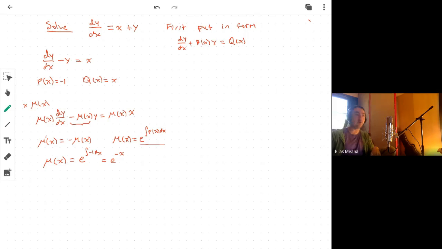Now I'll say here that you don't actually need the constants. So technically there's a plus c here, but you can always ignore it because that's just going to give you different versions of mu. So just take the easiest one, which is when c is equal to 0.